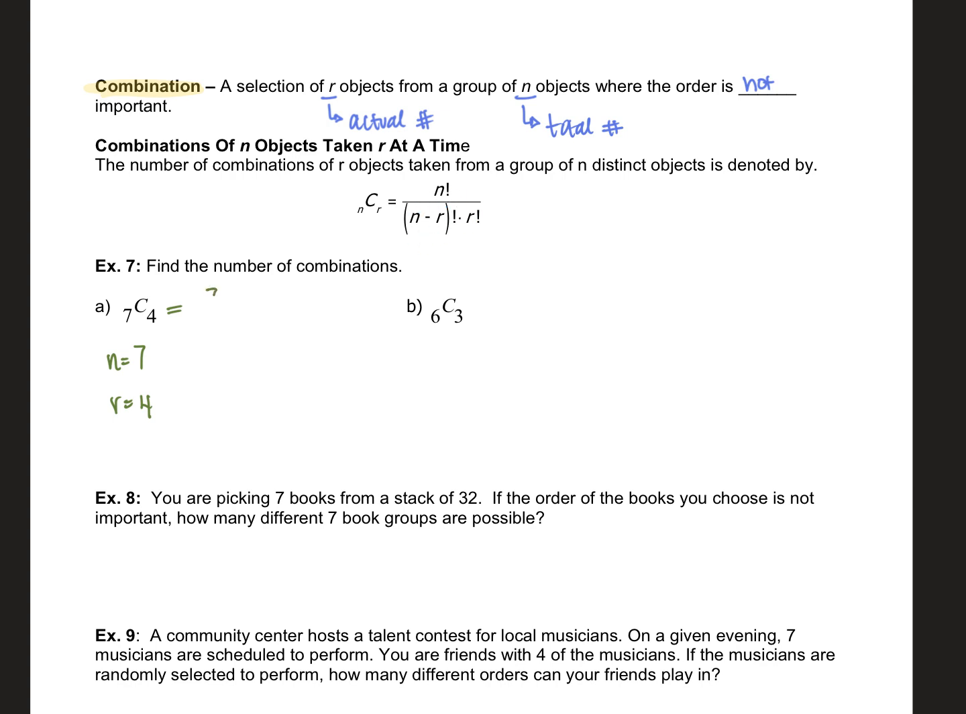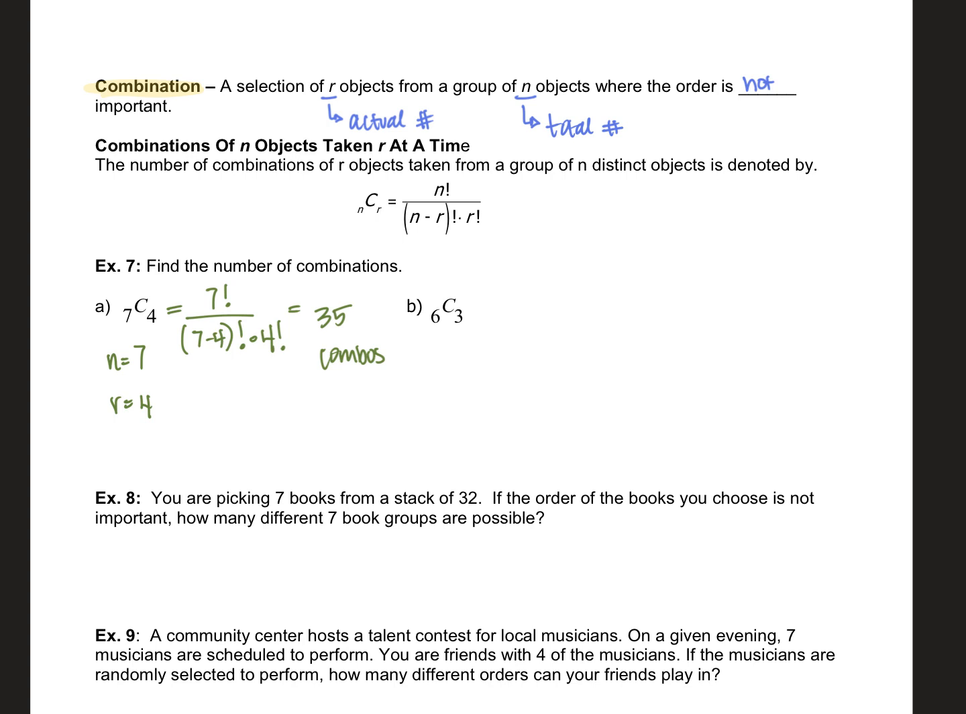So we will have 7 factorial over, in parentheses, 7 minus 4 factorial, times 4 factorial. I'm just plugging in N and R where they go. When we type that into the calculator, we should be getting 35 combinations. So 35 combos.